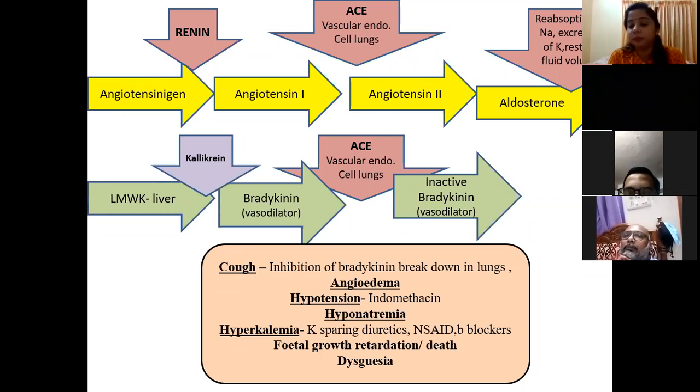So what will happen? Potassium is retained. It causes hyponatremia and hyperkalemia, the reverse action of aldosterone. That is the cause of hyponatremia and hyperkalemia with angiotensin converting enzyme inhibitors. And hypotension is also caused because of the accumulation of bradykinin. Also, it has other effects: it retards growth, it causes fetal death, alteration in taste sensation. All these are the effects of angiotensin converting enzyme inhibitors.